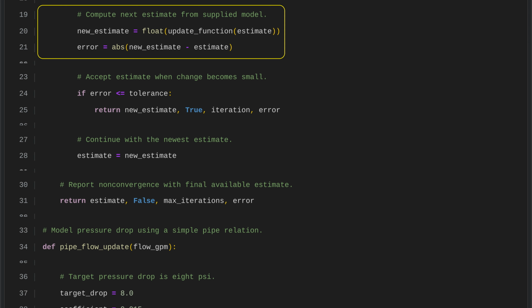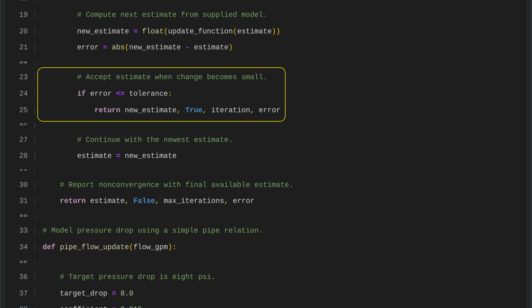The code uses the update function to produce a new estimate from the current one, then converts it to a floating point value for precise calculation. It measures the error as the absolute change between the two estimates, which shows how much the estimate has shifted and helps judge whether the iteration is converging.